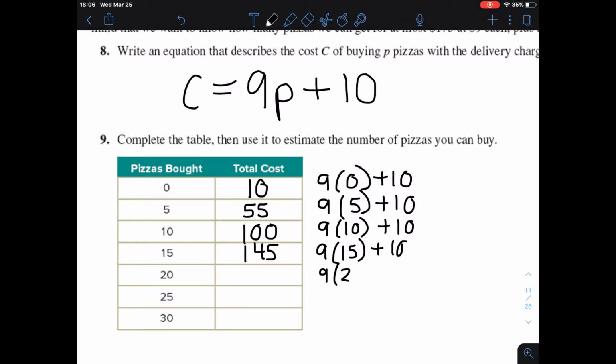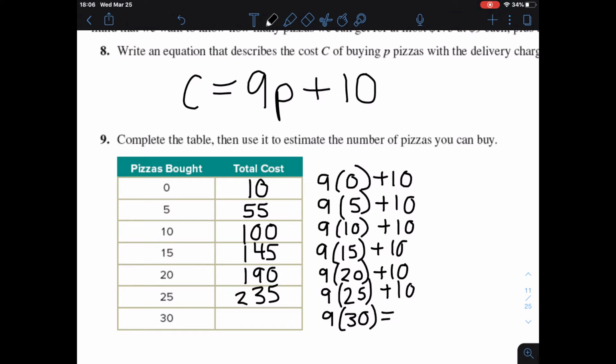For 20 pizzas, it's going to be $190. For 25, it's going to be $235. And then for 30, it's going to be $280.